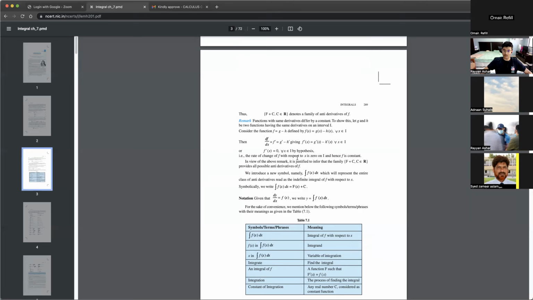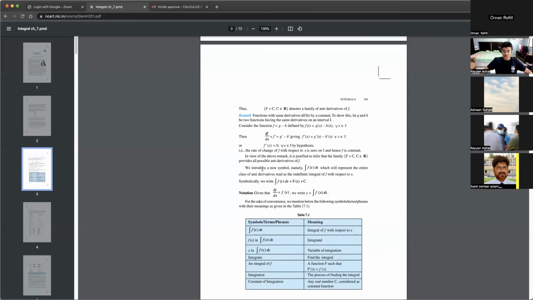That means the rate of change of f with respect to x is 0 on I, and hence f is constant, because we're given that the functions with the same derivatives differ by a constant. And essentially f is a difference. So when we say f(x) is equal to g(x) minus h(x), and then we differentiate it, we know f(x) is constant. Therefore, the differentiation of f(x) is equal to 0.